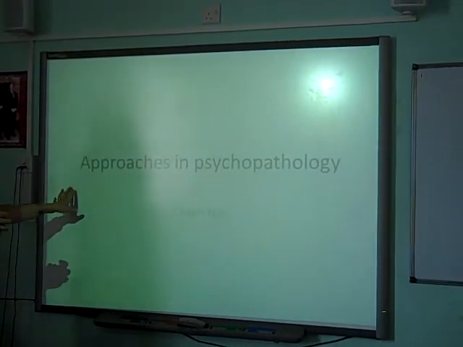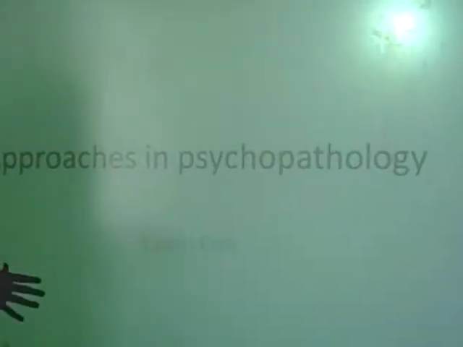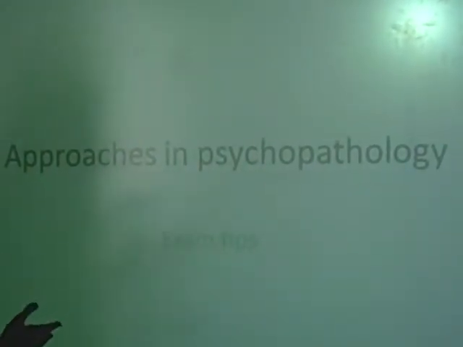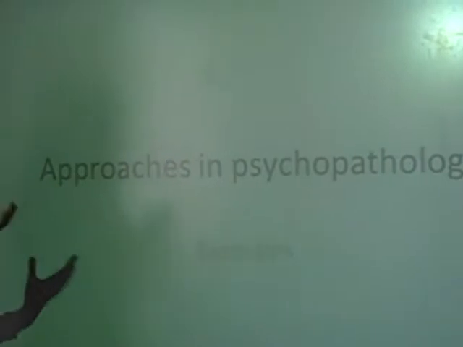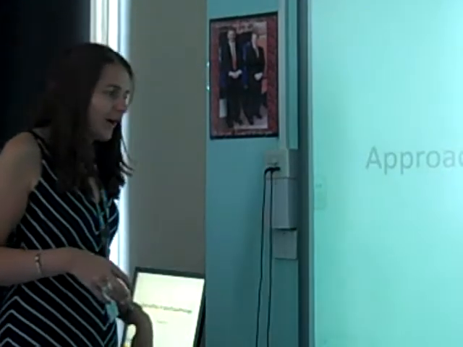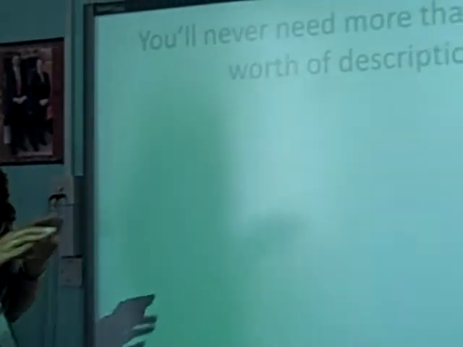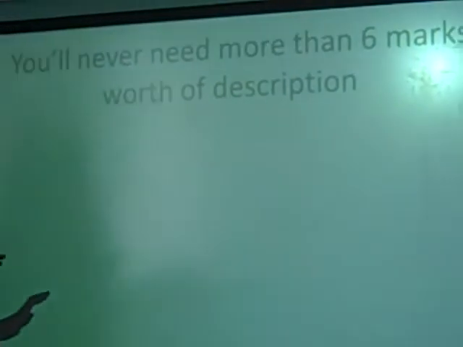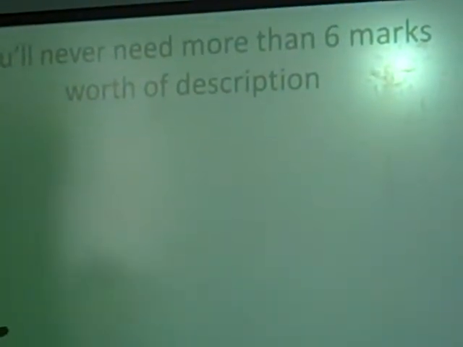Because what students say is, they get the question, which is outline the behaviour model, and they know so much about it that they end up writing reams of stuff which isn't really relevant. So this is just a way of helping you condense your revision and to help you in the exam. Okay, so firstly, remember, you will never need to know each approach for more than 6 marks.